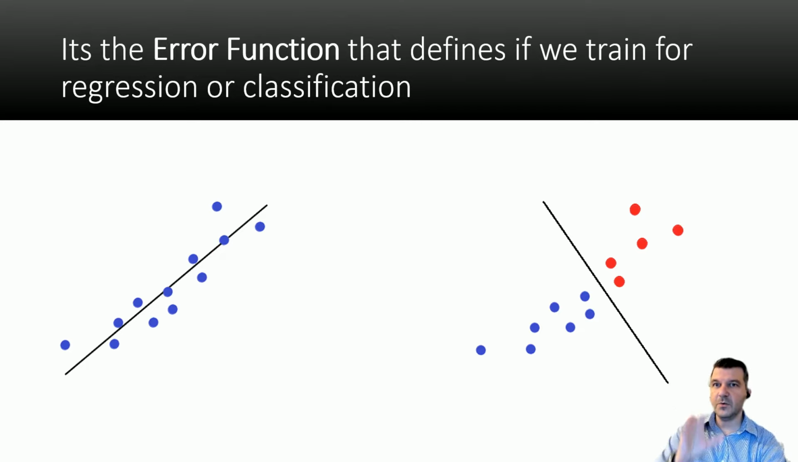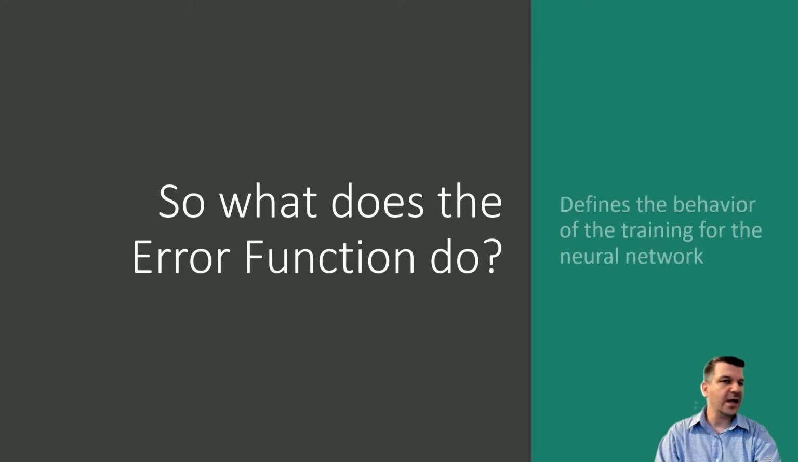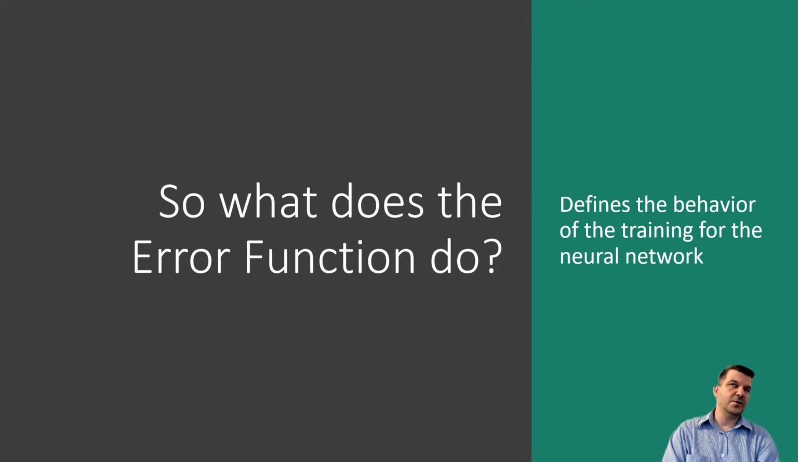So when it comes to the question what the error function does, well, actually it defines the behavior for our training or our neural network. Okay, so it is one vital thing to understand that we cannot use the same types of error functions for different types of problems, right?